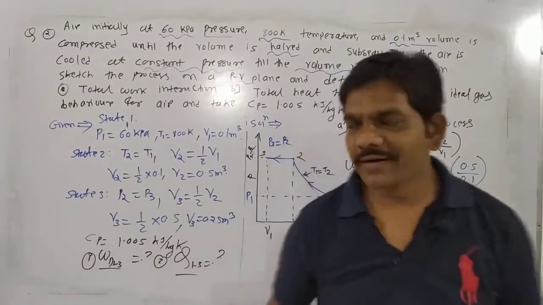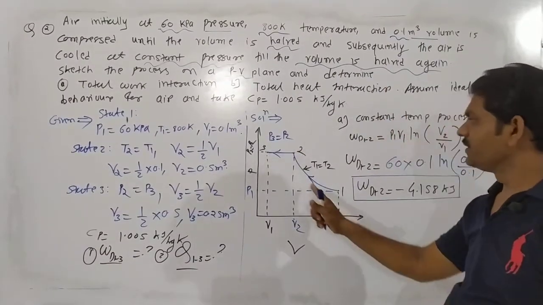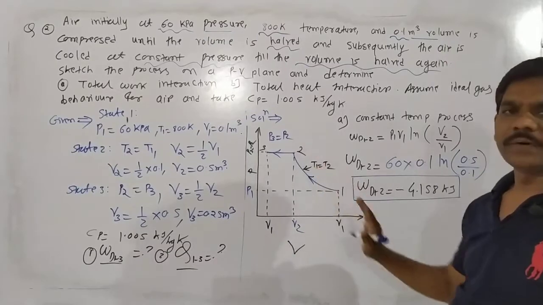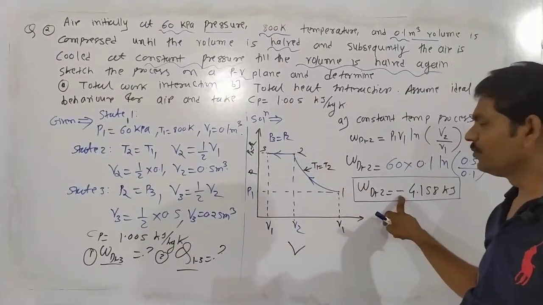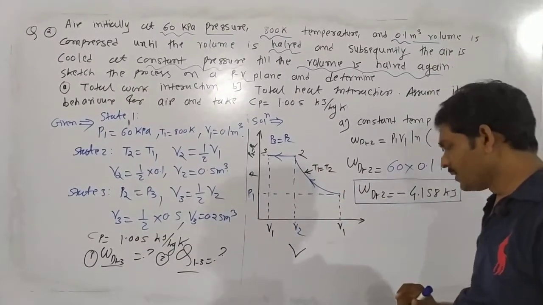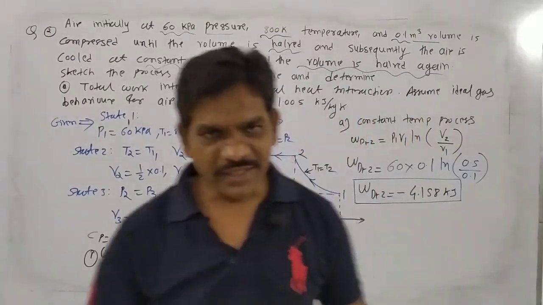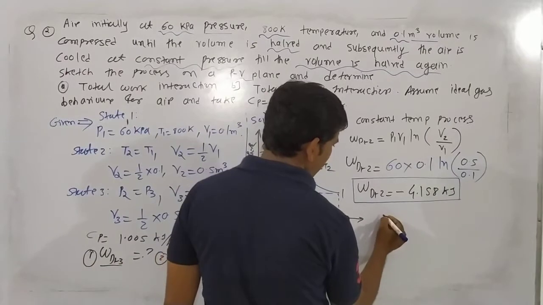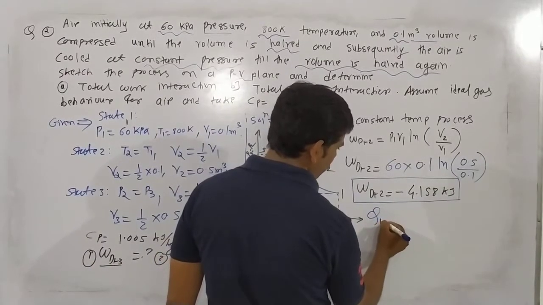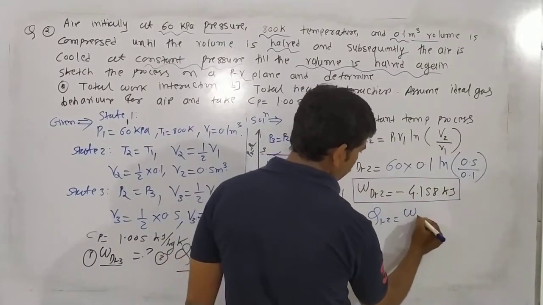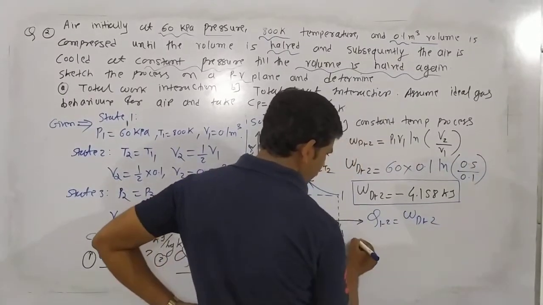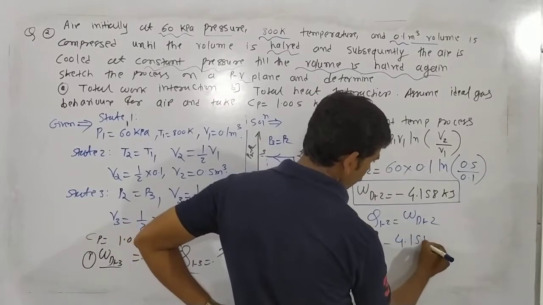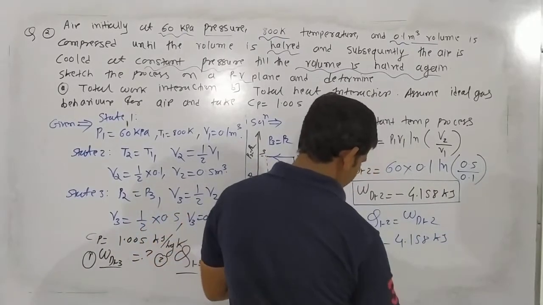So this much work is done during the isothermal process. Why the negative sign? Because it is compression, and during compression we know that the work is negative. Now, what is the heat transfer in a constant temperature process? By the first law, Q1-2 is equal to the work done W1-2. So the heat transfer is also the same, minus 4.158 kilojoules.